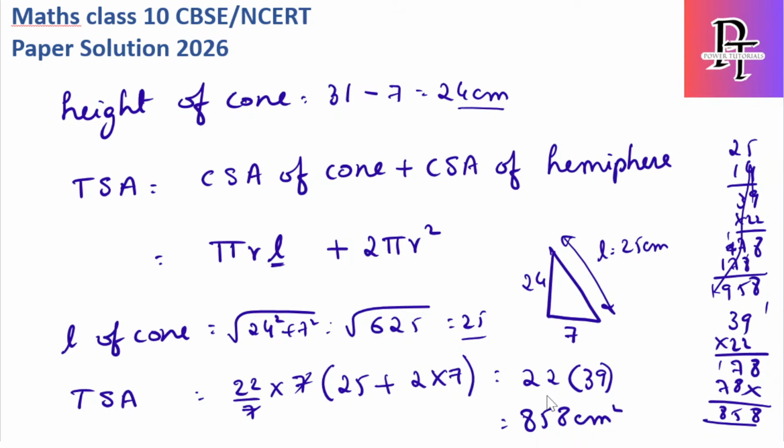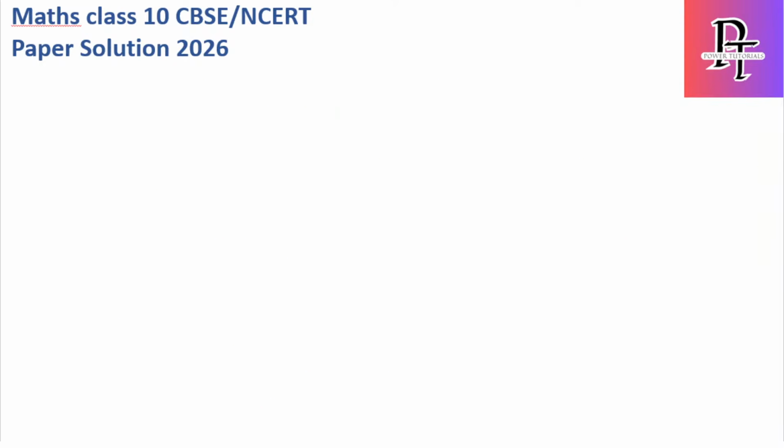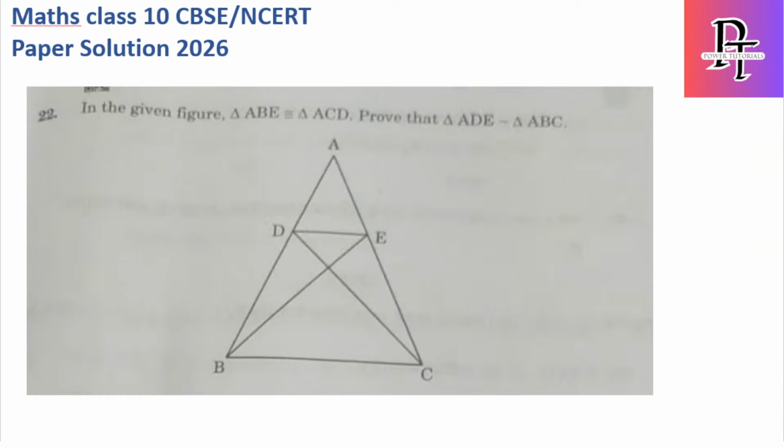Let's continue with my section B questions as of now first, and then, as I mentioned, after completing this we'll go to the section C questions. So section B, first question is done. Let's move to the 22nd question.